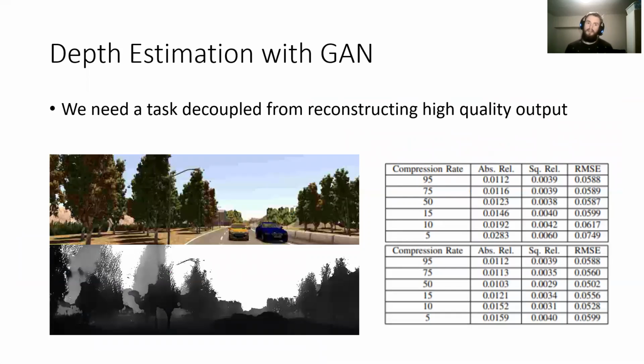Next up, we have GAN. So GANs are often associated with image reconstruction. And so, of course, if we pass it a compressed low-quality image, we will most likely get a low-quality image out. Therefore, we need a task decoupled from reconstructing high-quality output. Therefore, we use depth estimation. And so, again, looking at the results, this time lower is better. Before retraining the GAN, we can achieve good results with a compression rate as low as 15%. After retraining, we can once again get it down to as low as 5%.